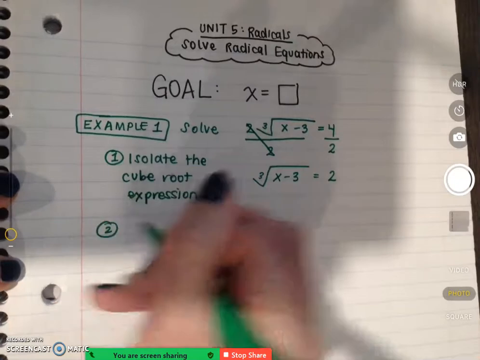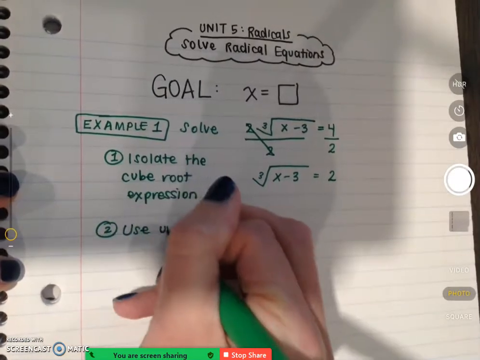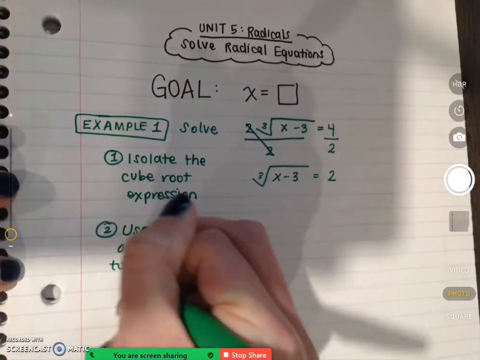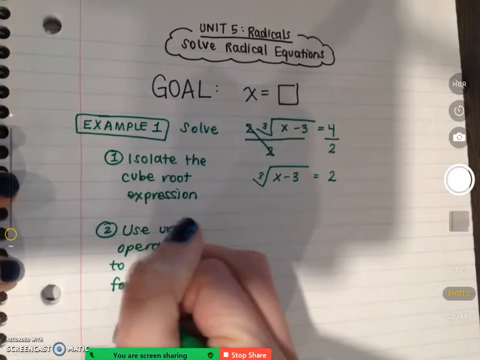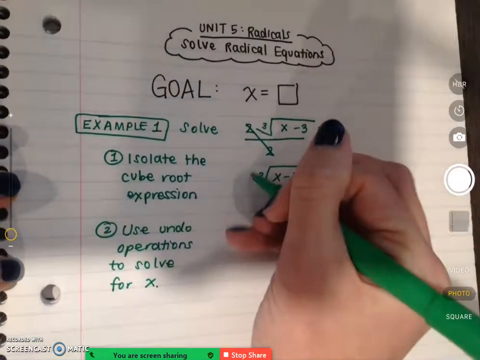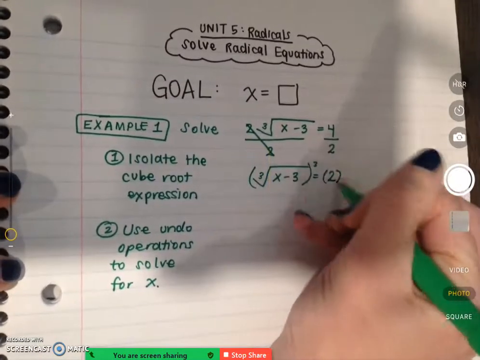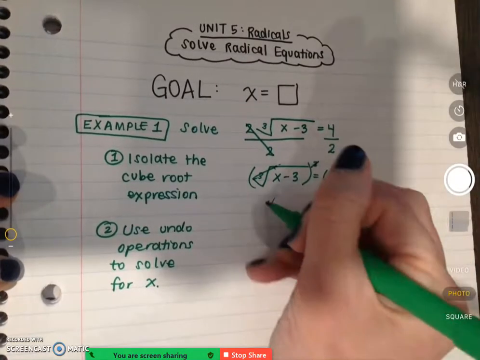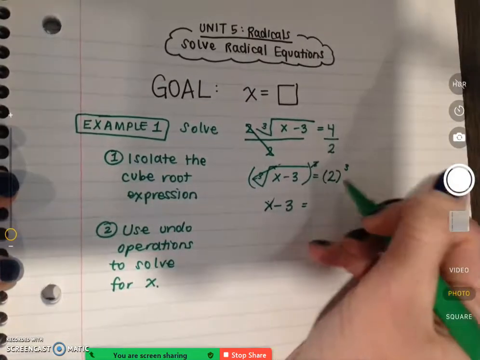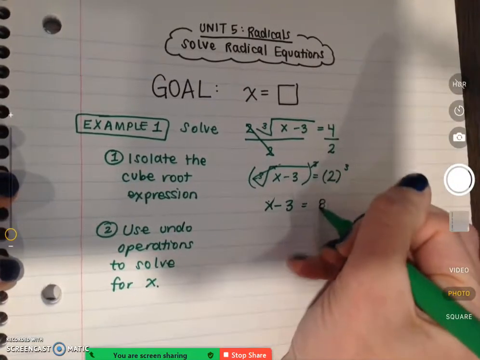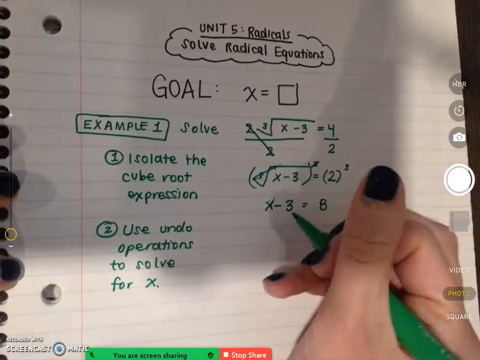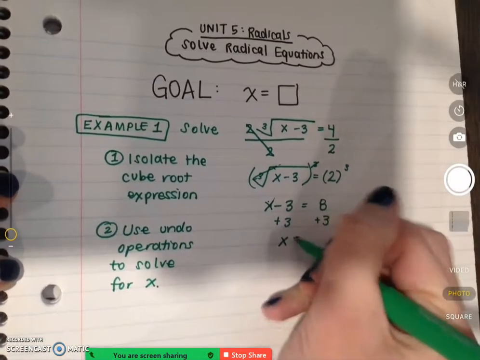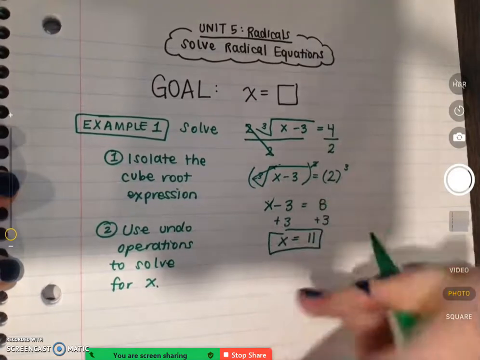Then we're going to use undo operations to solve or isolate for x. So I will cube both sides. The opposite of cubed root is cube. X minus 3 is on the left side of the equal sign, and then 2 cubed is 8. So we have x minus 3 equals 8. I'll continue using undo operations by adding 3 to both sides, and I get x equals 11. That is my final answer.